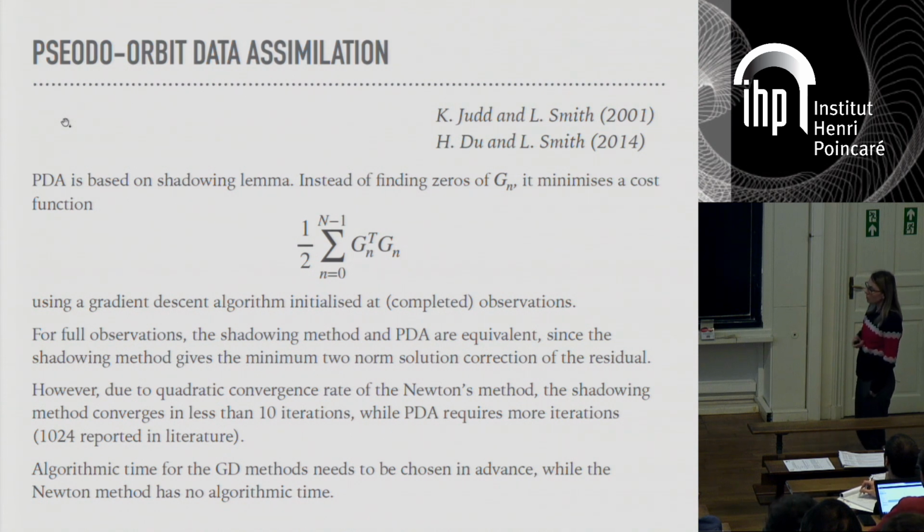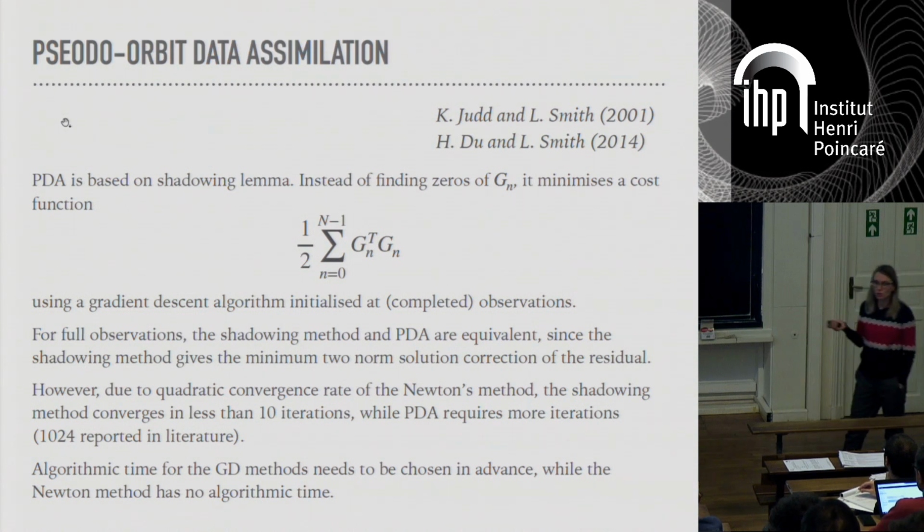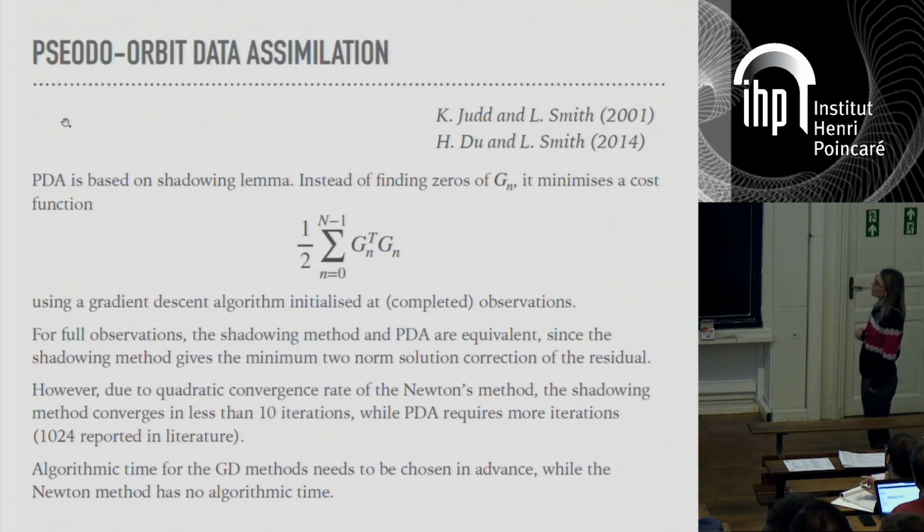If you look at full observations and perfect models, then both shadowing, I will call Newton-based shadowing the shadowing method, the shadowing method and PDA are equivalent. Why? Because the shadowing method also gives a minimum norm solution correction to the residual. So for full observations and perfect model, they are equivalent.